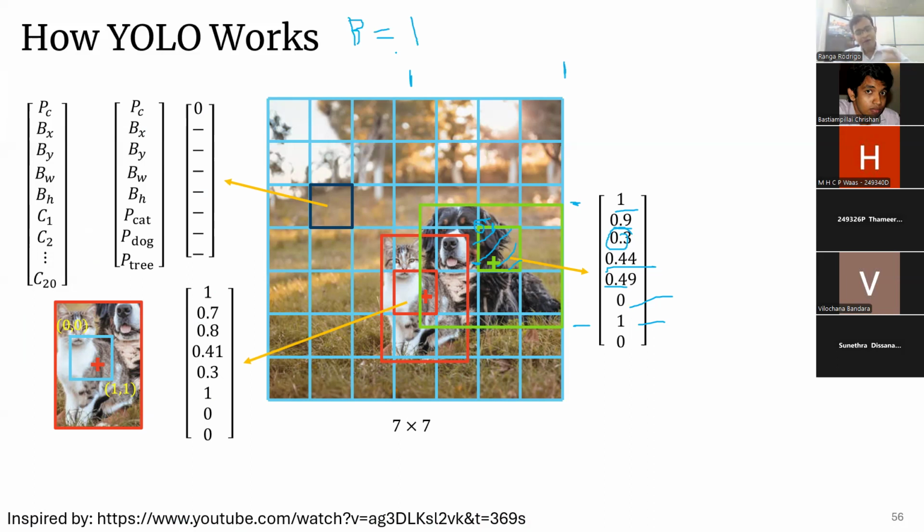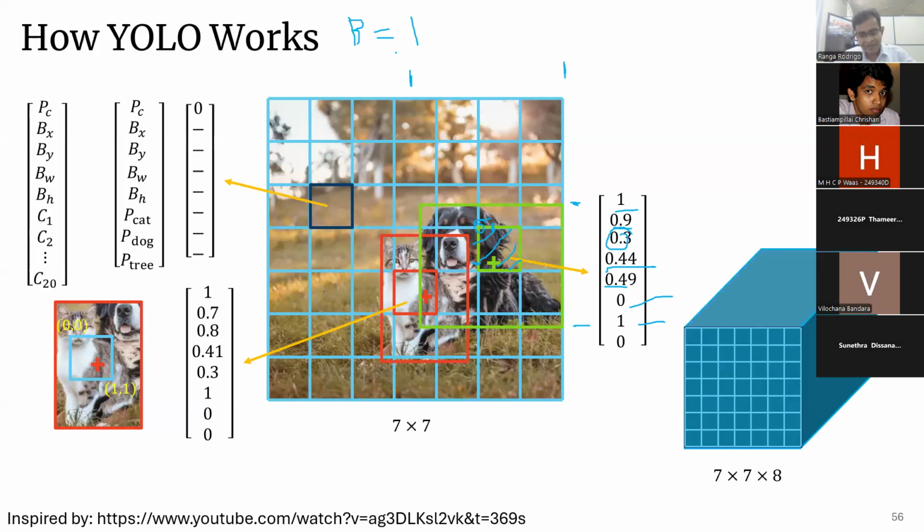Okay, now we can represent that structure that we will have. So each of the 7 by 7 ones will have how many numbers? 1, 2, 3, 4, 5, 6, 7, 8 numbers. 8 numbers will be there. So you can see this is the depth 8. 8 numbers at each location.